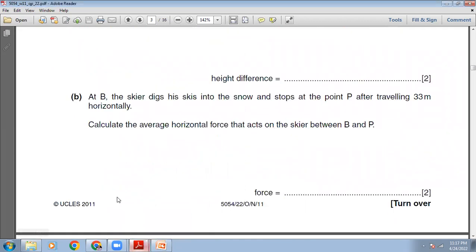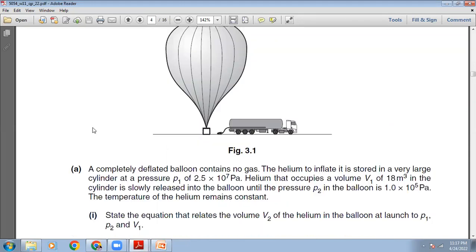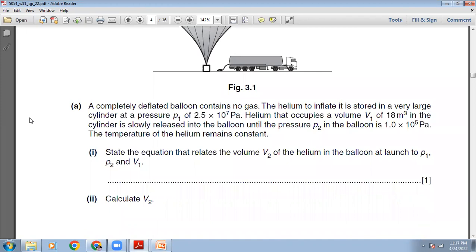The next question is question number 3. Here we have a helium balloon that carries scientific instruments high up in the atmosphere. Figure 3.1 shows the partially inflated helium balloon leaving the ground. So this is the helium. It's filled with the helium and it will go into the air. Okay, a completely deflated balloon containing no gas.